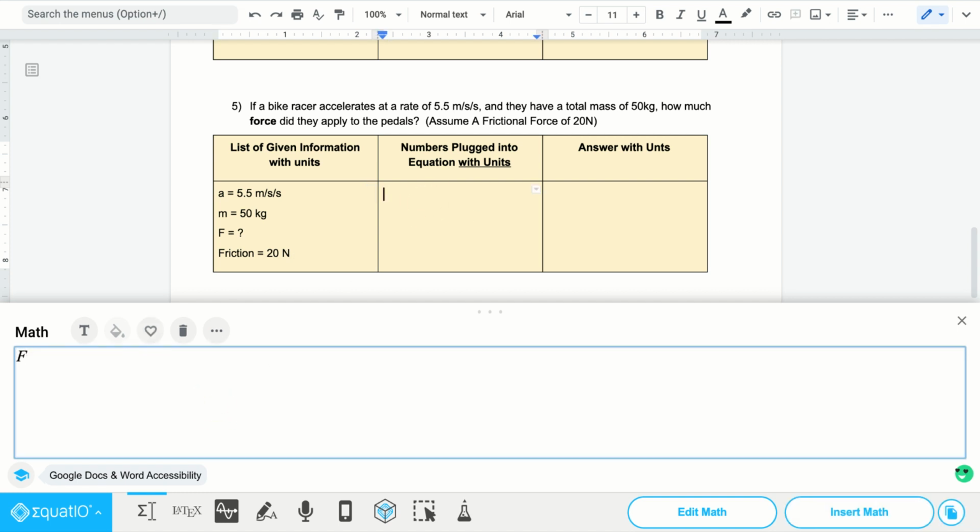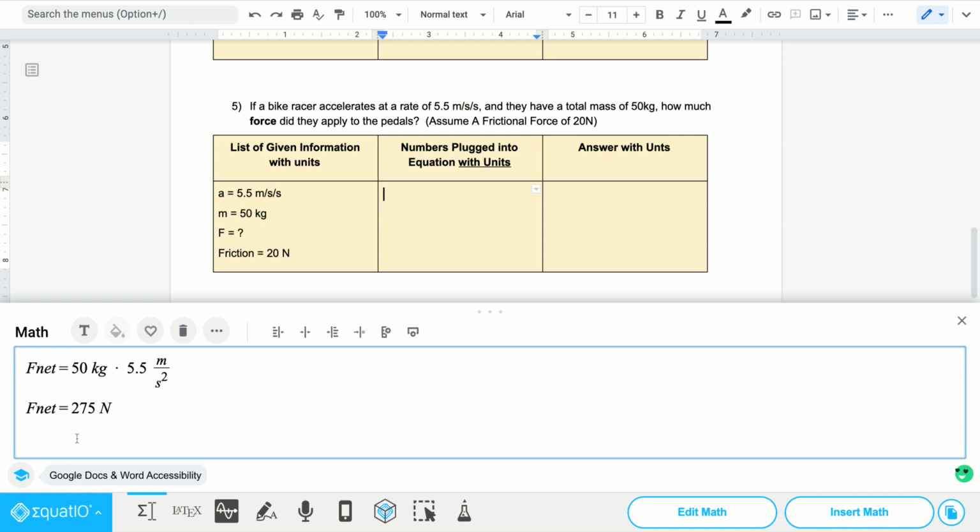F net is equal to the mass of the biker, 50 kilograms, times the acceleration, 5.5 meters per second squared, and then that will give me a net force of 275 newtons. We're not done yet. Now to figure out the force that the biker applies. Actually, I'm just going to put net down here because that way we are differentiating between the different forces going on here.